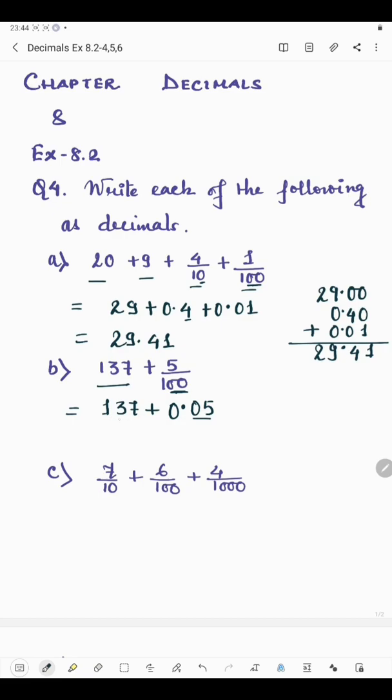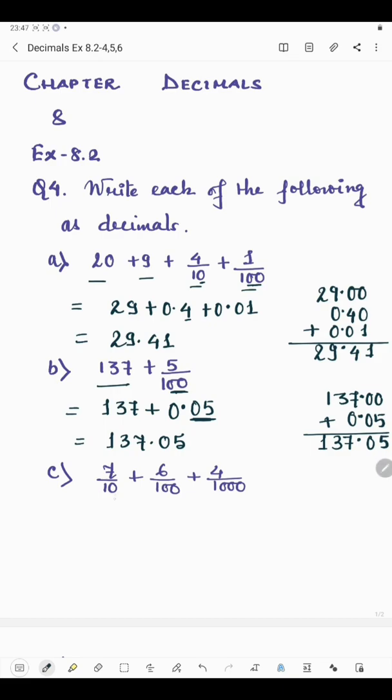Now how to add this? This is a whole number. So 137 point, here we have two places, so we will have to put two zeros, and then 0.05. Now we'll add this. 5 plus 0 is 5, 0 plus 0 is 0, then we have the point. 7 plus 0 is 7, then 3 and 1 will come down, so it will become 137.05.